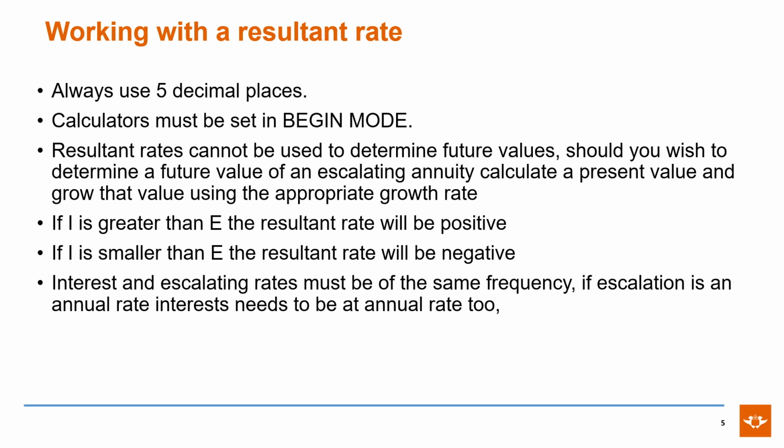Principles when working with a resultant rate: always round off to 5 decimal places. Your calculator should be set in begin mode. Resultant rates can't be used to determine a future value. You can only determine a present value when working with a resultant rate. If I is greater than E, the resultant rate will be positive. If I is smaller than E, the resultant rate will be negative. I represents your investment rate, E your escalation rate.